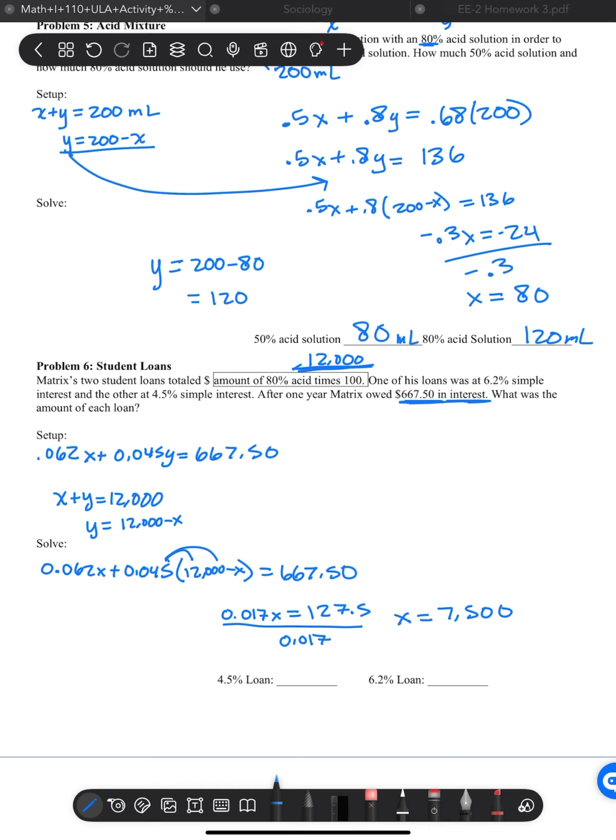Since we said our 6.2% matches with our x, our 6.2% loan is going to be 7,500. Plugging that in for y equals 12,000 minus 7,500, simplifying to 4,500. And our 4.5% loan is 4,500.